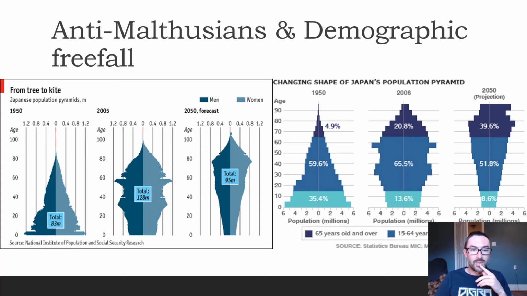And so by the time you forecast out to 2050, that population pyramid now looks like a kite. It's inverted. So you've got an aging population, lots of older people, and very few younger people. You can see the percentages on the right-hand set of population pyramids. People who were 65 and older were 4.9% of the population in 1950. By 2050, they're projecting it'll be about 40% of the population.